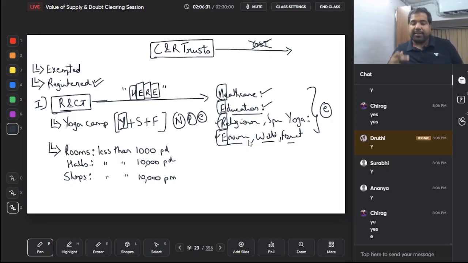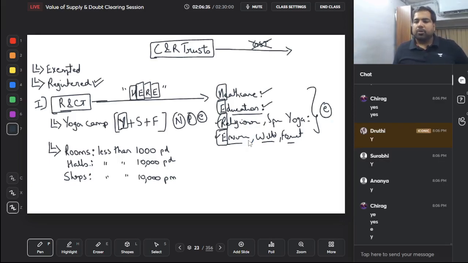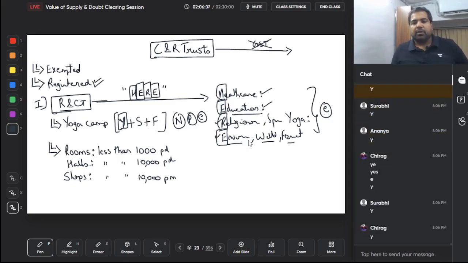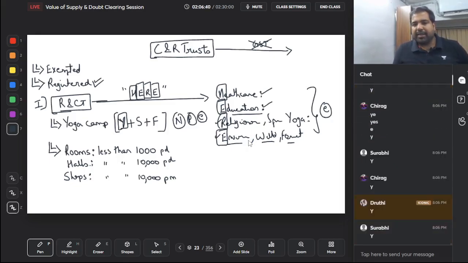How do you remember less than? Please tell me, guys. Is it a trust? So will they charge less anyways? It's not a hotel, guys. So hence less than, less than, less than.